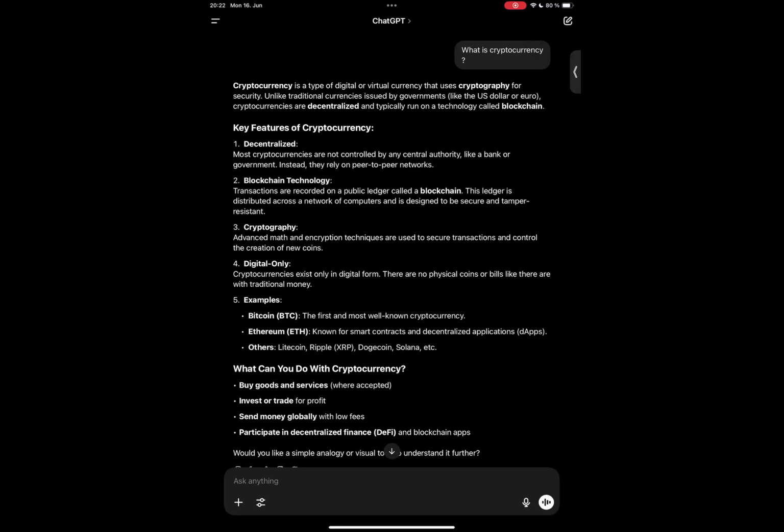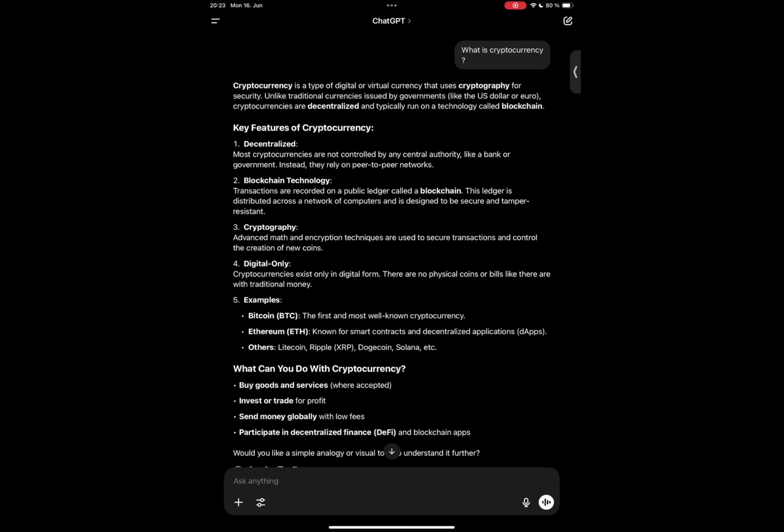Now, let us look at some key features of cryptocurrency. One, it is decentralized. Now, if we say something is decentralized, what does it mean? It simply means that it's not controlled by any central authority, like a bank or a government. Instead, they rely on peer to peer networks. That is why we always say cryptocurrency is money for the people and money created by the people.